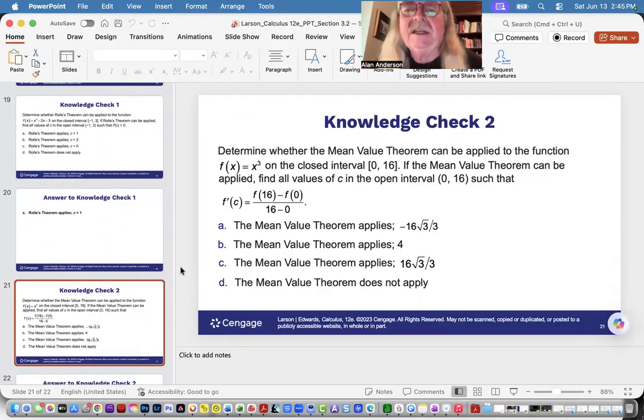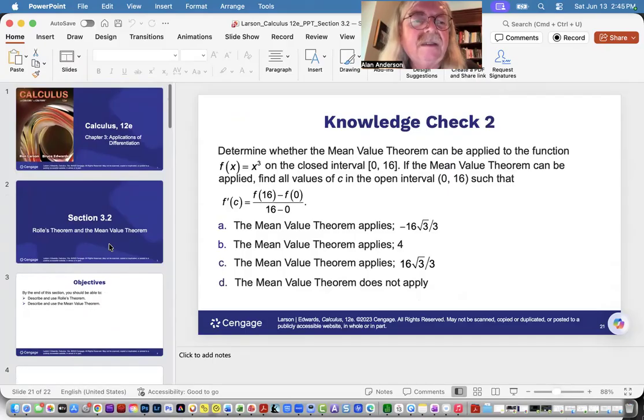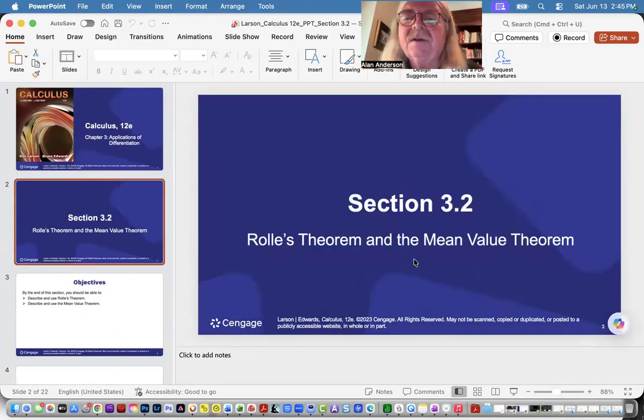So I guess we'll stop it right here. But you can see this is a very, very intense chapter, but it's awfully, awfully important. So we'll carry on from here the next time we meet with these two theorems, Rolle's theorem and the mean value theorem. So I'll see you then.